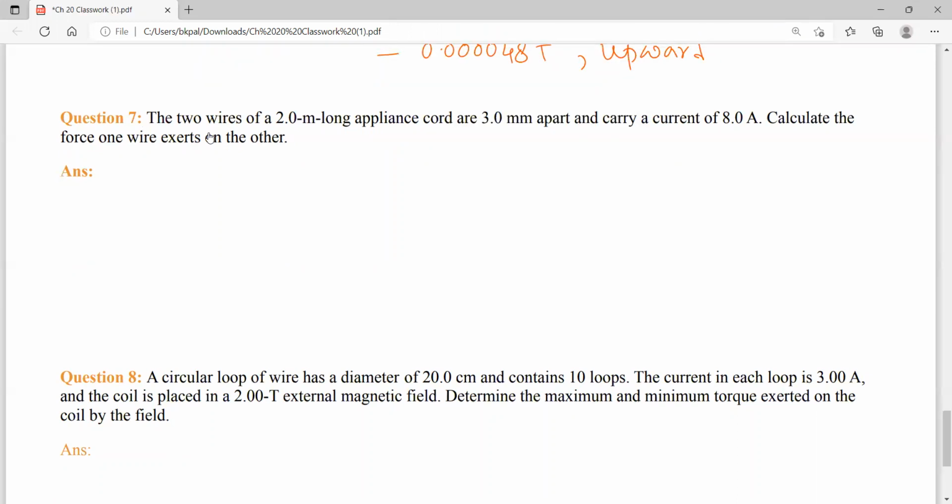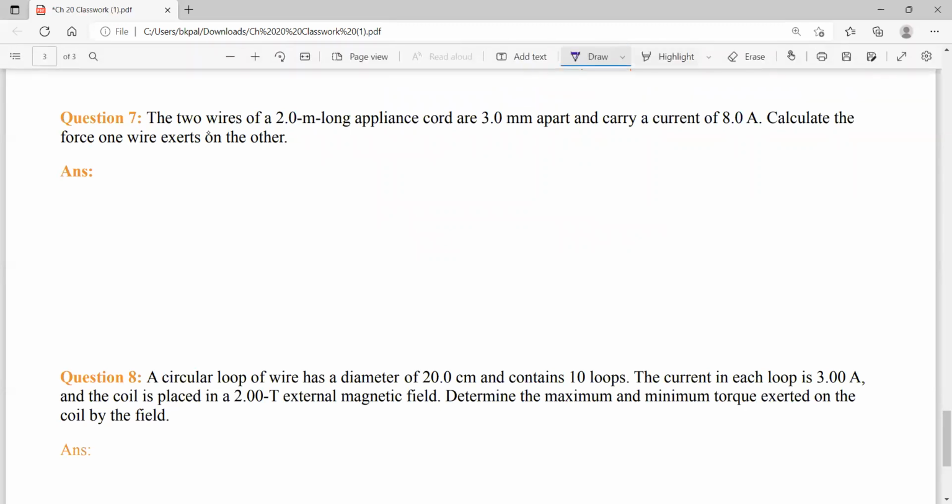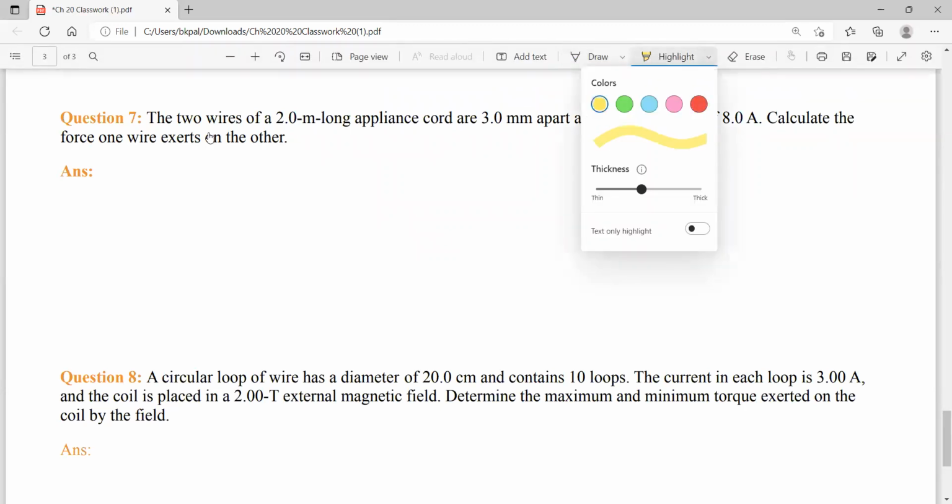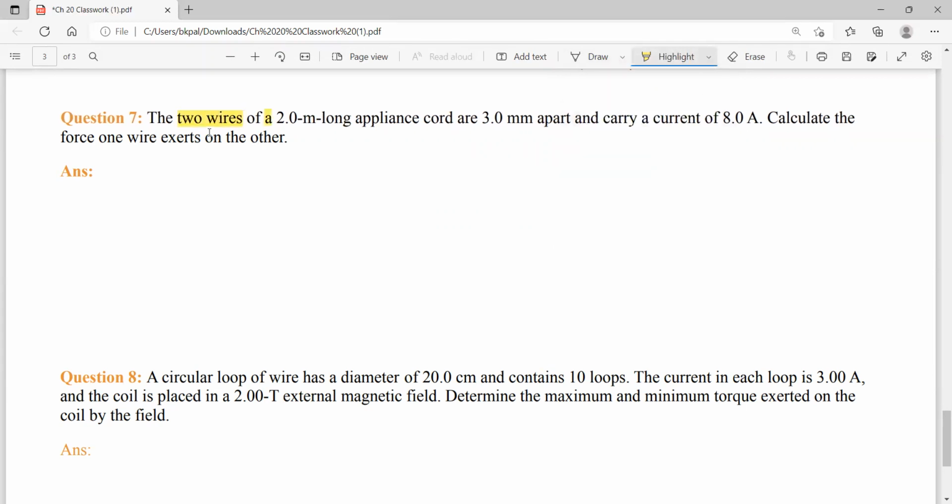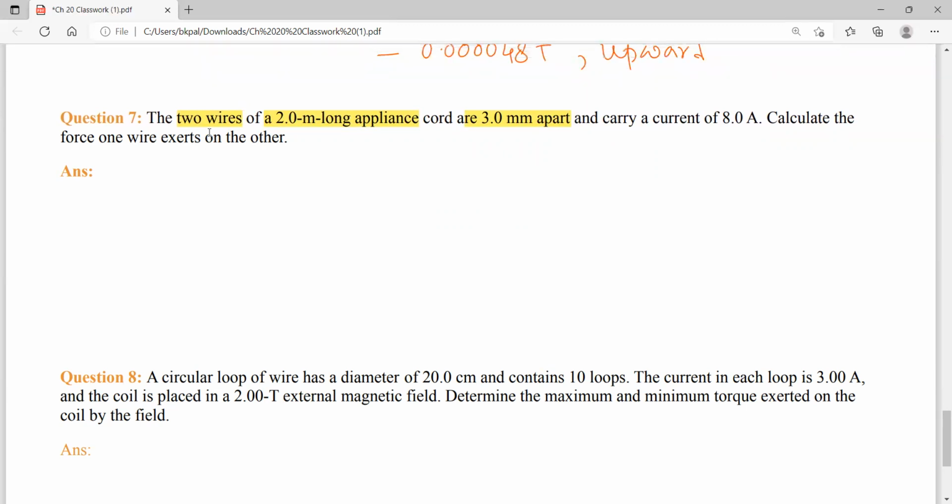All right, so we have two wires, 2 meters long, and 3 millimeter separation between these two wires. Each carries current 8 amp. Calculate the force the wires exert on each other. So we have to calculate the force. Here it asks us to calculate only the magnitude.